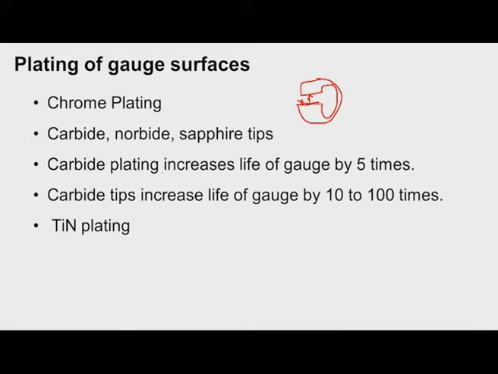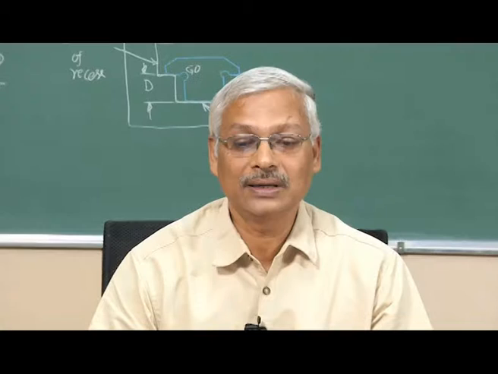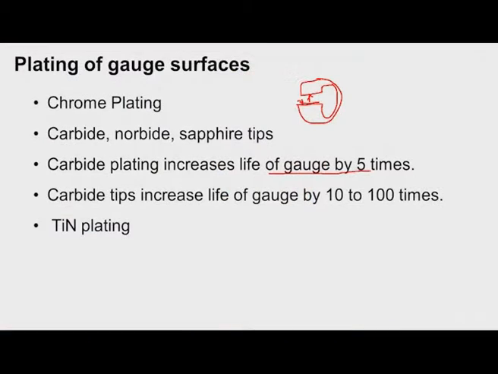And then the advantage of carbide plating is it increases the life of the gauge by 5 times as compared to only steel gauges. And if we are using a carbide tip, it can be mounted on this, which will increase the service life of the gauge by 10 to 100 times. And TiN, titanium nitride plating is also provided on the gauging surface, so that the service life enhances.